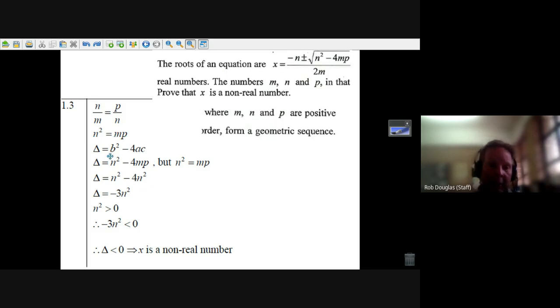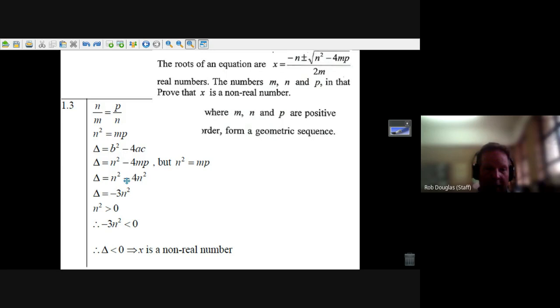But as I was mentioning before, this discriminant part is b squared minus 4ac. Well, that means that b must be n, a must be m, and c must be p. Okay, but n squared equals mp. Oh, that's interesting. n squared equals mp. So we can take mp and we can replace it with n squared.